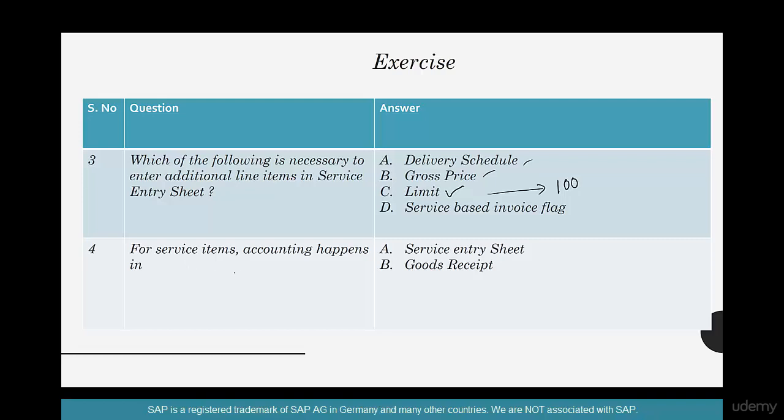Number 4, for service items, accounting happens where? Well, it doesn't happen in the service entry sheet. It happens in the goods receipt, but the trick here is you don't do the goods receipt physically yourself. You just do the service entry sheet, and this automatically does a goods receipt with a dummy material and creates the material document.